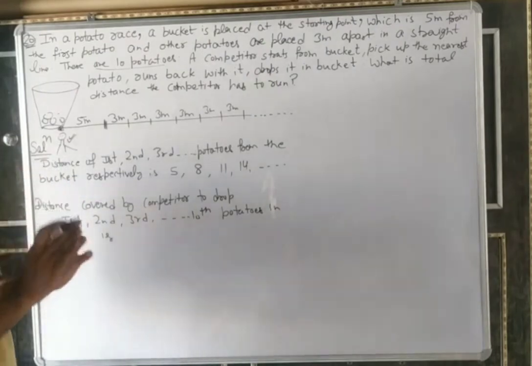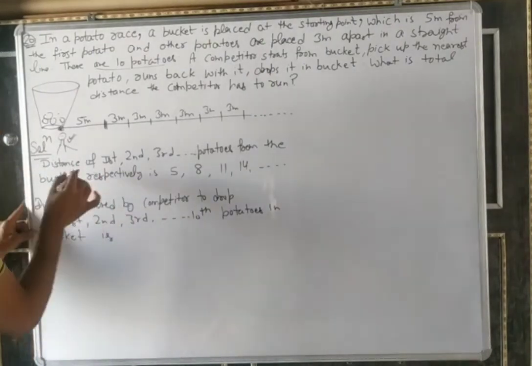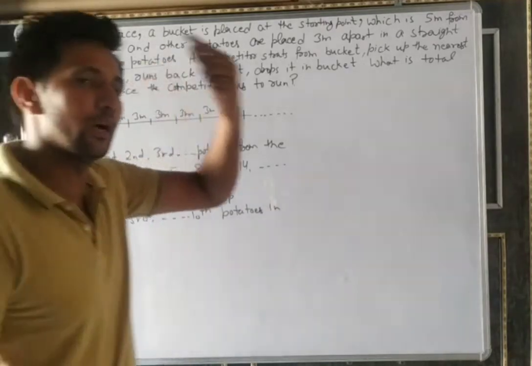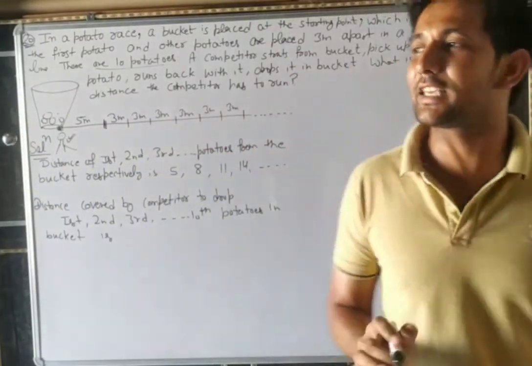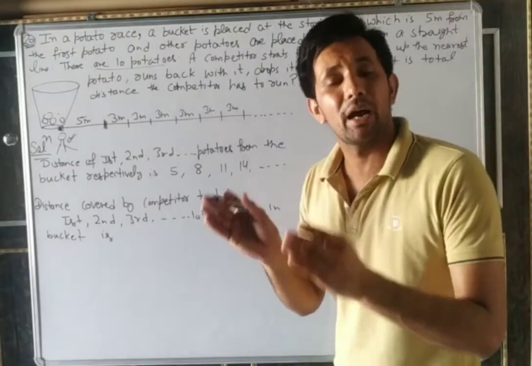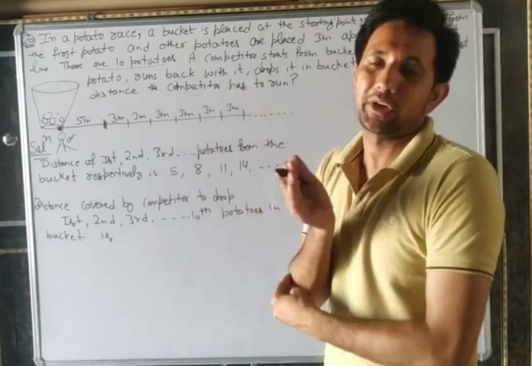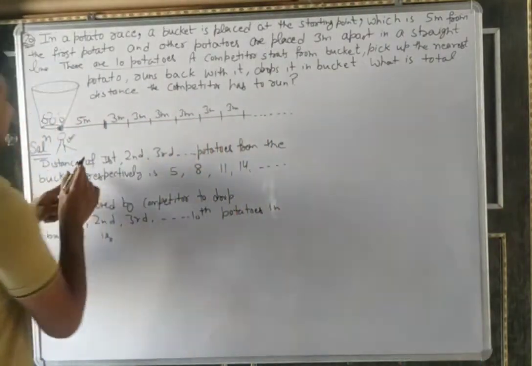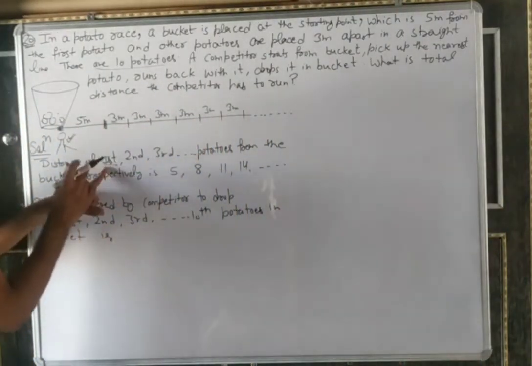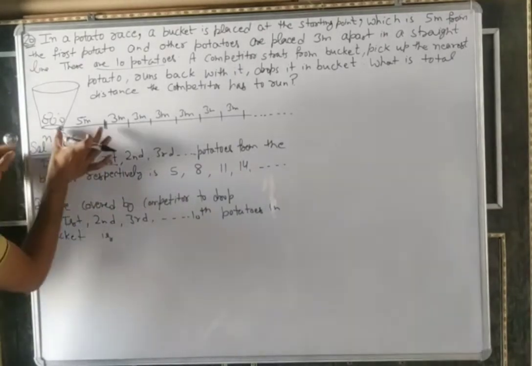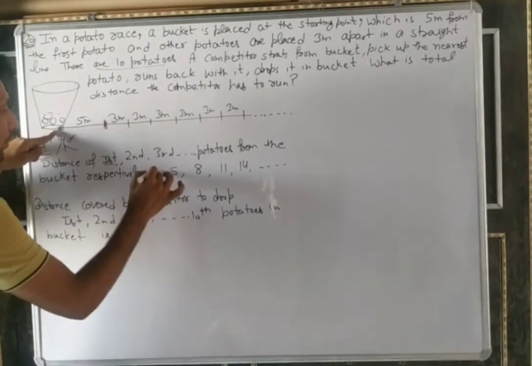First we will write, dear, the distance of the first potato, second potato, third potato. How much is the distance between the bucket and the first potato, second potato, third potato? Okay, so what is given? The distance of the first potato from the bucket. So how much is it? 5.